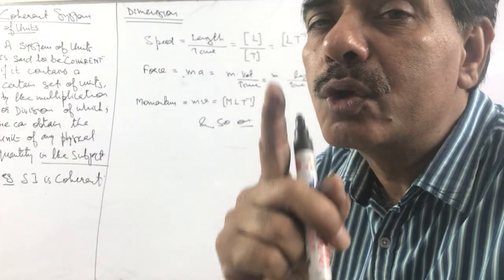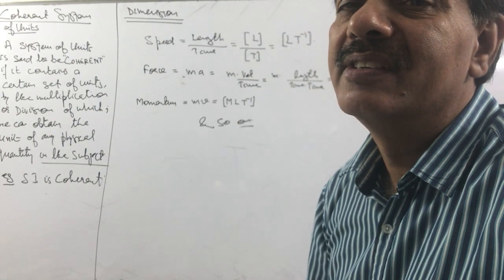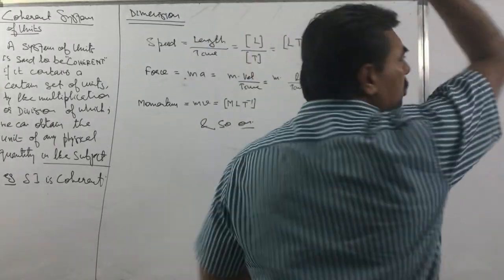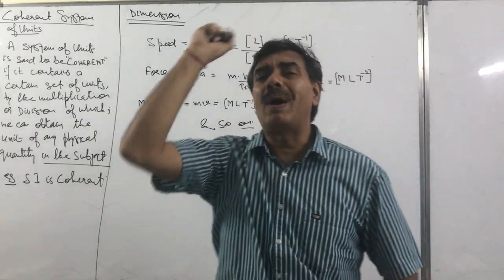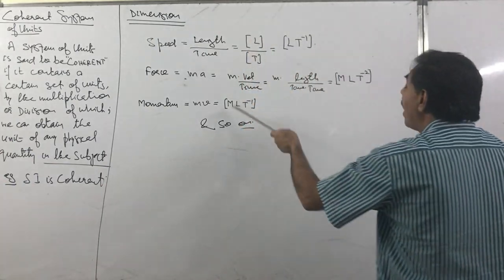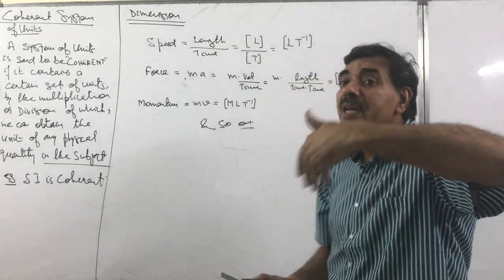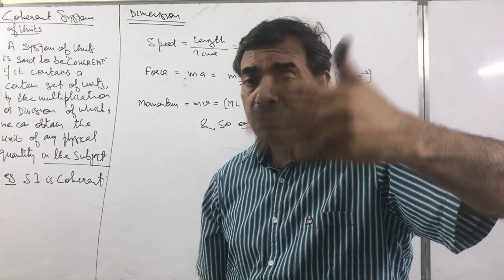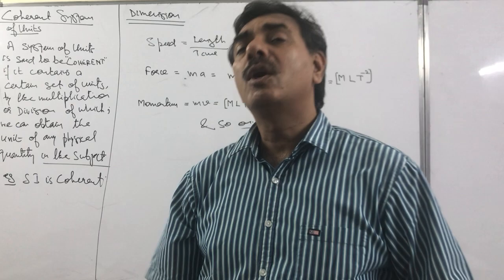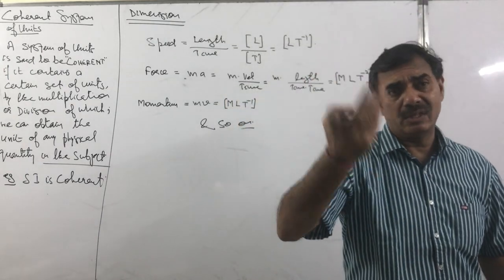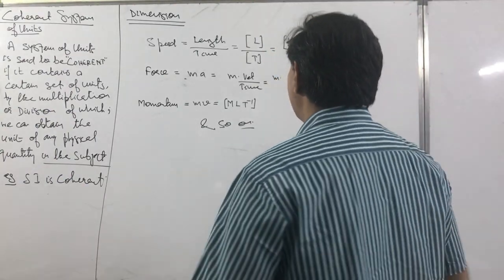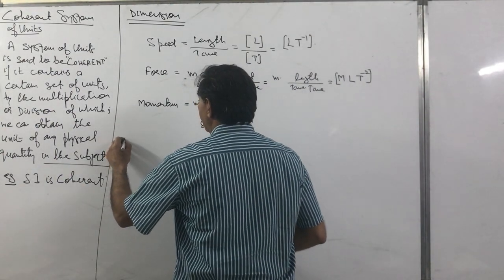This power is called dimension. Thus, dimensions are the powers. Dimensions are the powers to which the fundamental quantities of mass, length, and time have to be raised. Not necessarily mass, length, time; there will be ampere, candela, and Kelvin also. Okay, let's write it down.